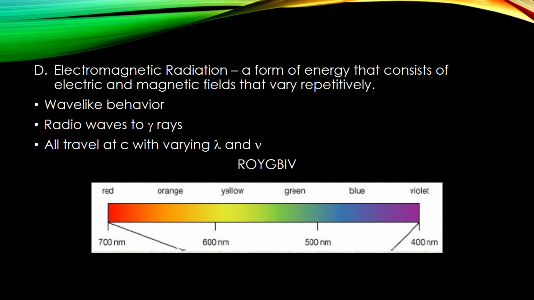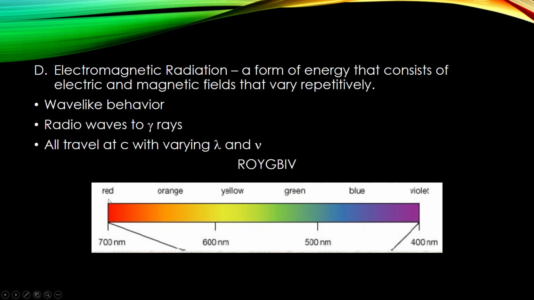All right, so if we talk about electromagnetic radiation, this is all forms of energy that consist of both electric and magnetic fields, and they vary repetitively. What this does is give it wave-like behavior. This encompasses all energy from radio waves all the way up to gamma rays. All of them travel at the speed of light, and they vary in their wavelength and their frequency. The one that we're most familiar with, obviously, is Roy G. Biv, which is our visible spectrum.